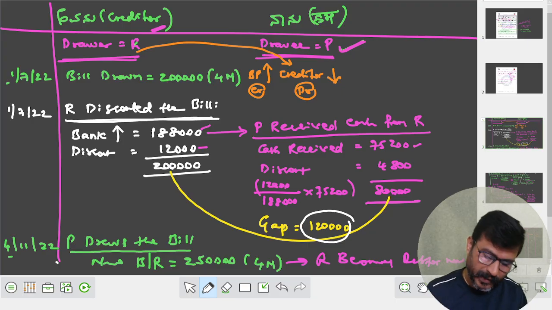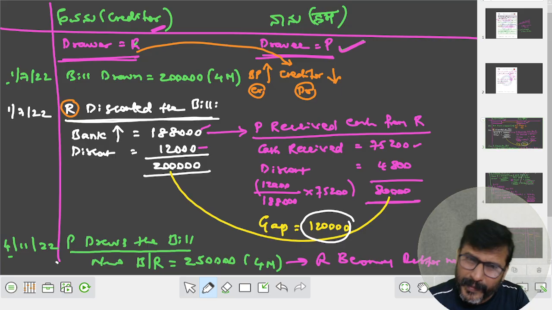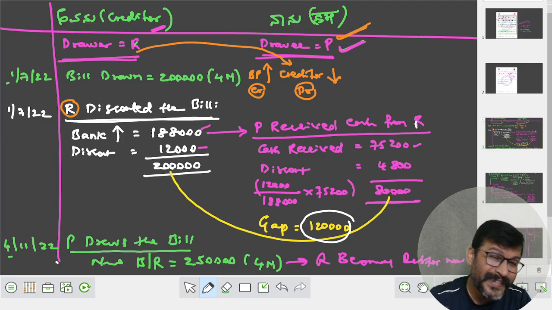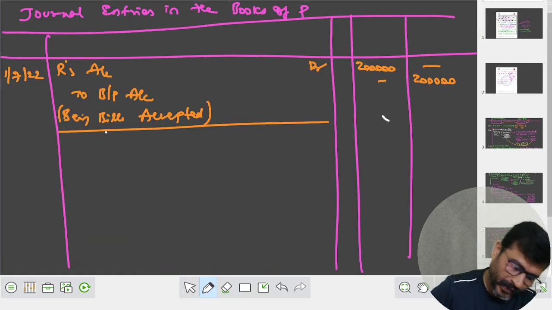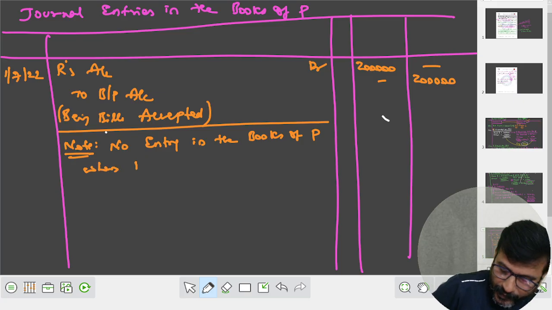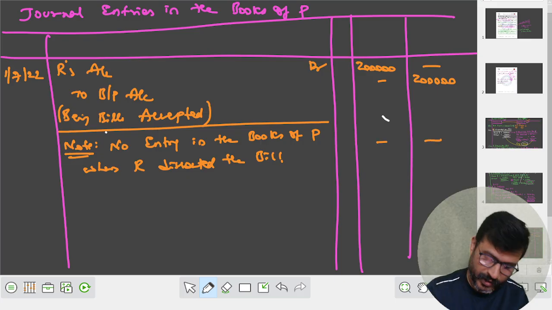Then who discounted the bill? The bill is discounted by R. Now you are passing the journal entry, are you in the books of R or P? We are passing journal entries in the books of P. When the bill is discounted by R, we can easily say there is no journal entry in the books of P. So you write a note: no entry in the books of P when R discounted the bill. So you put dash dash.